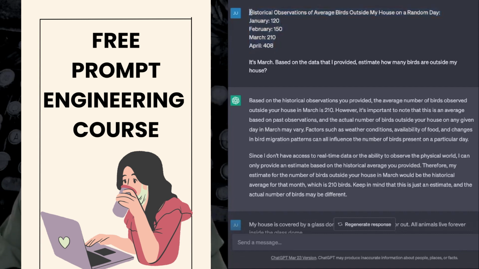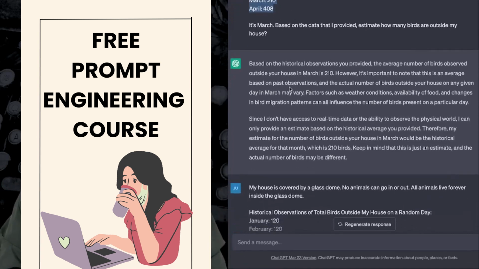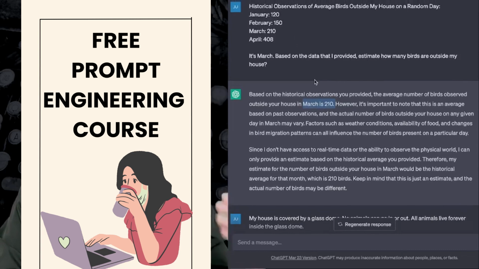So when I provide it historical observations of the average birds, now it can answer. So now it says, based on the historical observations you provided, the average number of birds observed outside your house in March is 210. So before it said, hey, there's no way I can answer. Now it still provides additional language around this, trying to give some bounds on its answer, but it's giving us reasoning now based on the data we provided.